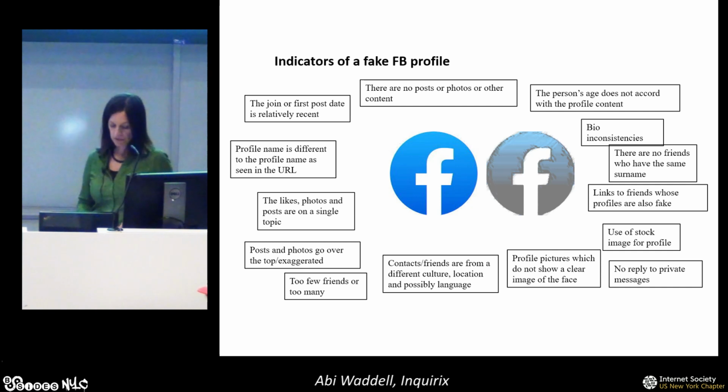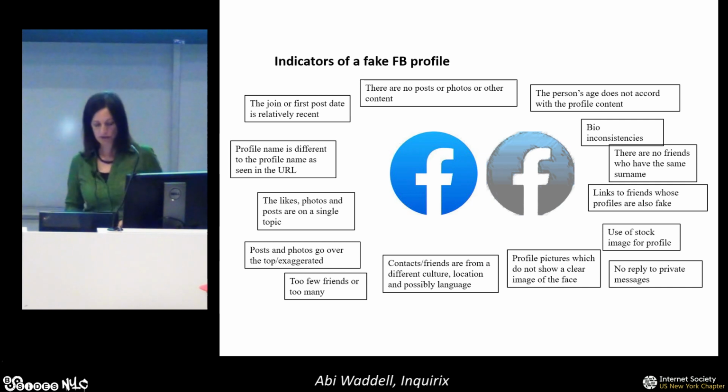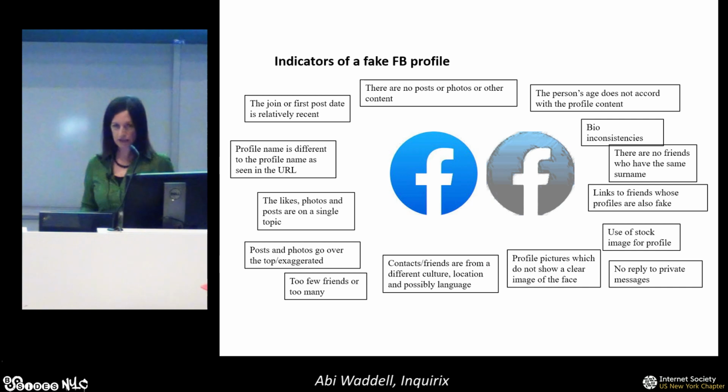There are no friends who have the same surname, so most normal profiles have some family members shown as friends, and if there are no other friends showing the same surname, this may point to the account being fake. The presence of links to friends whose profiles are also fake, particularly common if many of them are engaged in contentious activities. A reverse image search reveals the presence of the same image on other sites. So fake accounts may use stock or other images obtained from Google, etc. Profile pictures which do not show a clear image of the face.